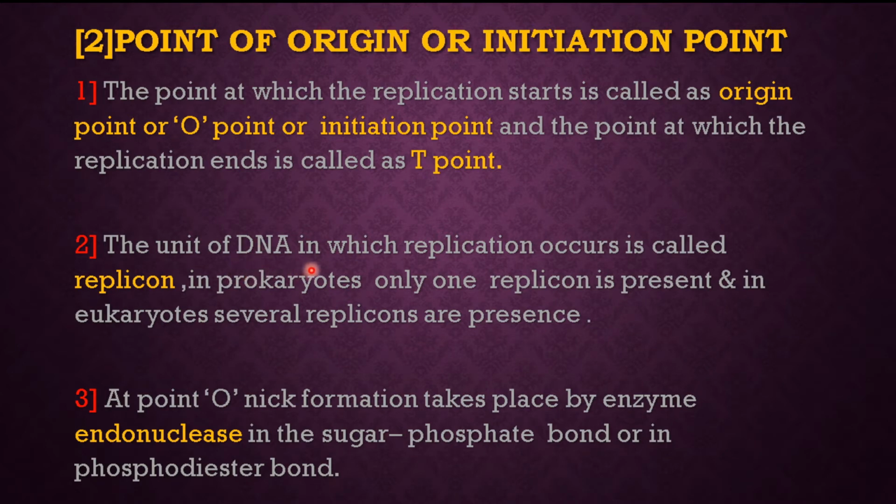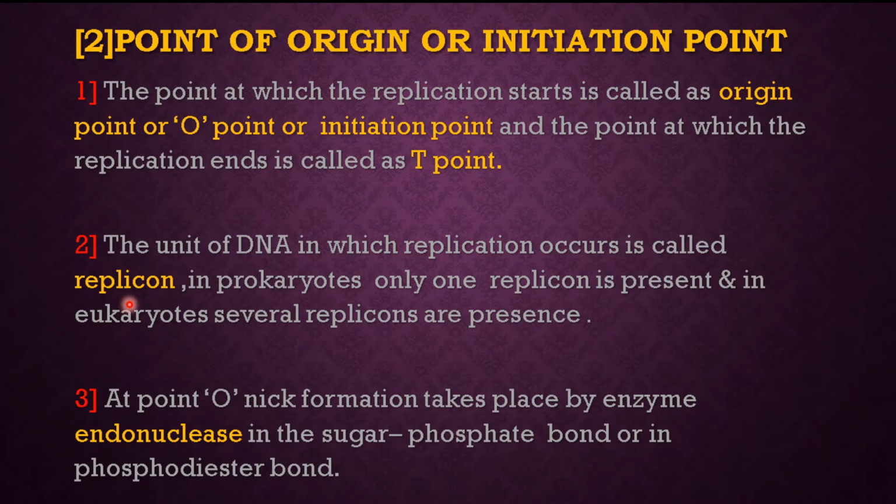The unit of DNA in which the replication occurs is called a replicon. In prokaryotes there is only one replicon, and in eukaryotes there are many replicons. What does it mean? Replicon means the segment or unit of DNA which is responsible for replication. That particular segment of DNA is called a replicon.